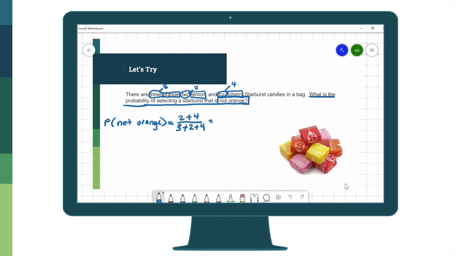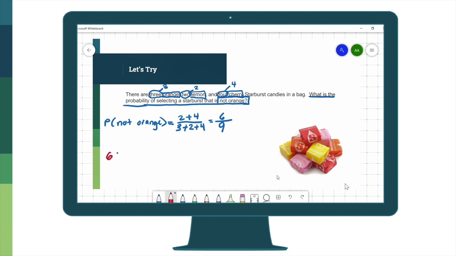Now let's go ahead and find our sums. 2 plus 4 is a sum of 6. And 3 plus 2 is 5. 5 plus 4 is 9. A sum of 9. So we have 6/9. Well, we want to make sure that this is simplified. You definitely use your calculator, it's available. We also want to make sure that we have what we call the greatest common factor of 2 numbers if it's not in simplest form.